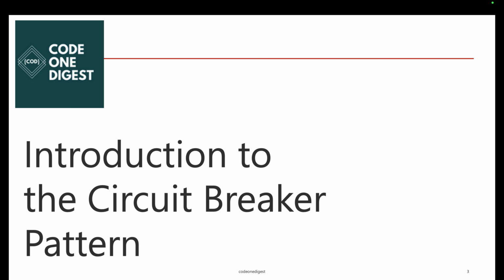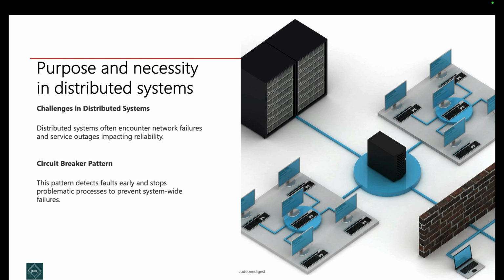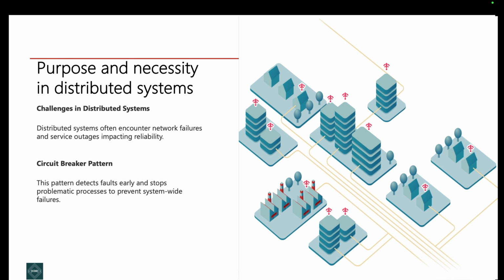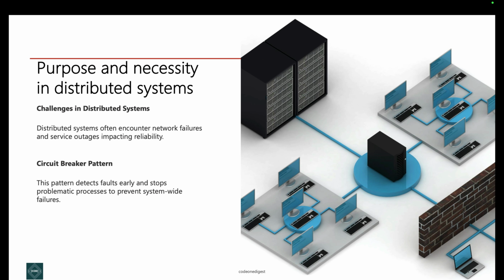Let me give you an introduction of circuit breaker pattern. What is the purpose and necessity of circuit breaker pattern in distributed systems? Distributed systems often encounter network failures and service outages impacting reliability. In distributed systems, one component calls another component through microservices or APIs. If any of the APIs or microservices goes down, then it creates a cascading failure to the calling service. Hence, the whole application experiences a failure. Therefore, we use circuit breaker pattern to prevent that cascading failure. The pattern detects faults early and stops the problematic processes to prevent system-wide failures.